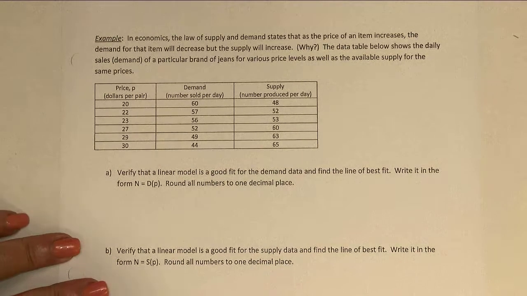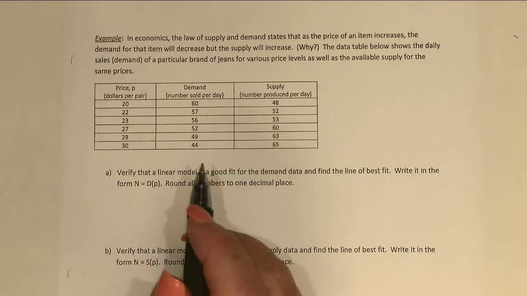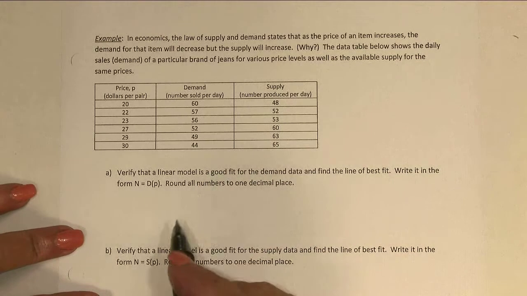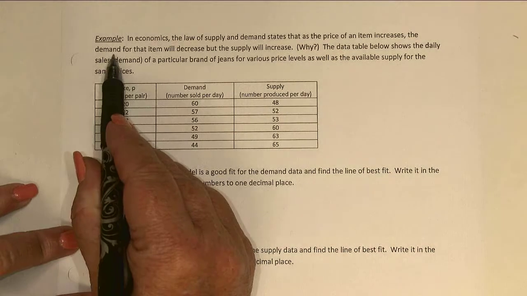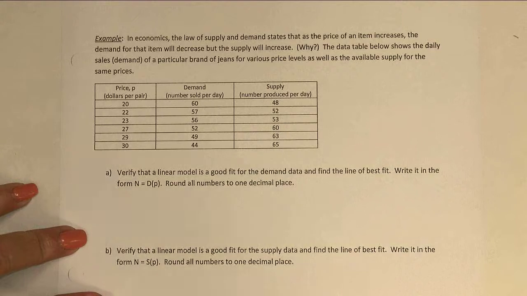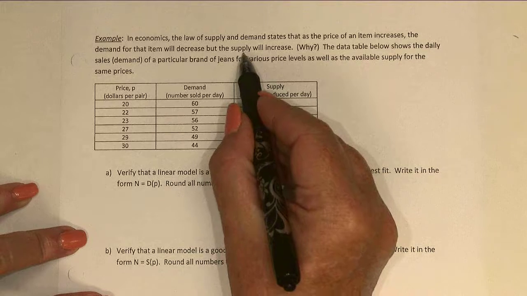In this problem, we're looking at a principle in economics called the law of supply and demand. It basically states that as the price of an item increases, the demand will decrease, but supply will increase. Makes sense, right? If the price goes up, probably fewer people are going to buy, so the demand decreases. But on the other hand, if you can make more money on something, you're probably going to be more willing to manufacture it or supply it, so supply goes up.